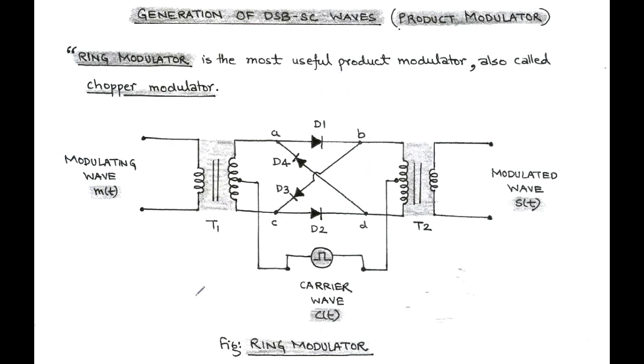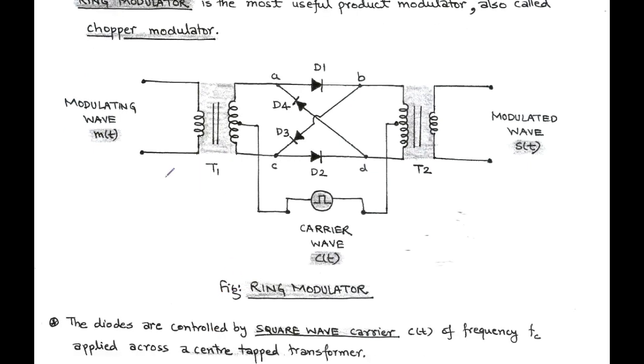And the circuit of the ring modulator is shown in the figure. The ring modulator consists of 4 diodes D1, D2, D3, D4. These 4 diodes are connected in such a way that they form a ring. The direction of the ring is from A to B, B to C, C to D and D to A. So the closed ring consists of D1, D3, D2 and D4. Also in this ring modulator, there is a center tap transformer denoted by T1 and T2.